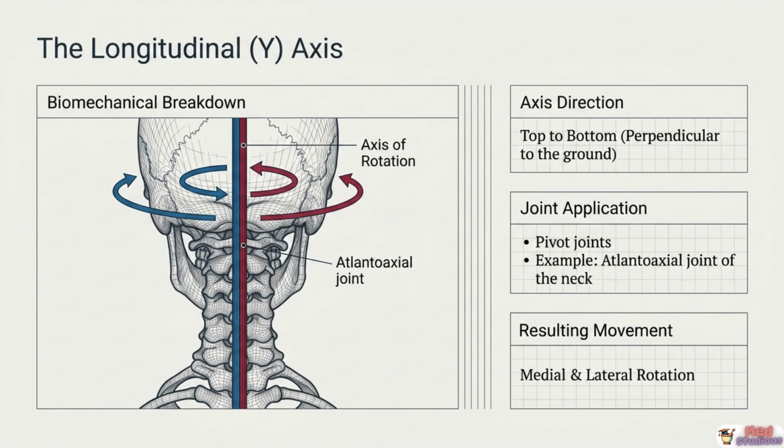The primary example shown here is the atlantoaxial joint, the pivot joint between the atlas, C1, and the axis, C2, vertebrae at the top of the cervical spine. This is the joint that allows you to rotate your head left and right, the classic no movement. The resulting motions around the longitudinal y-axis are medial rotation, turning inward, and lateral rotation, turning outward. This axis governs all rotational movements in the body, including internal and external rotation of the shoulder and hip, and the rotation of the trunk.